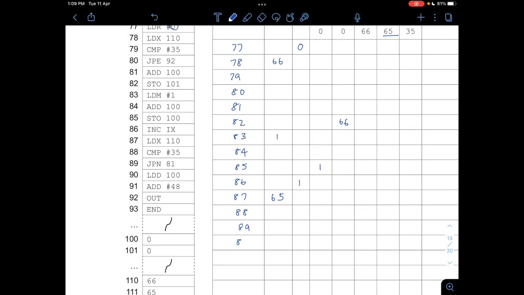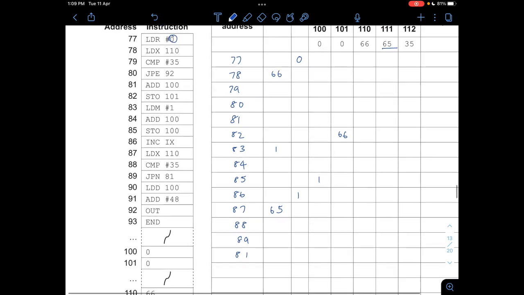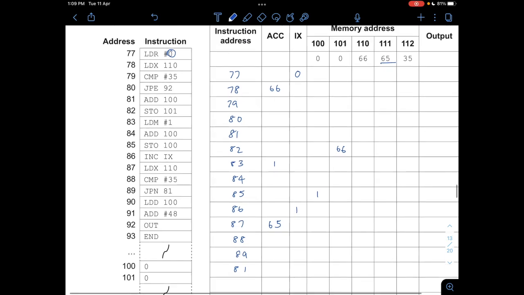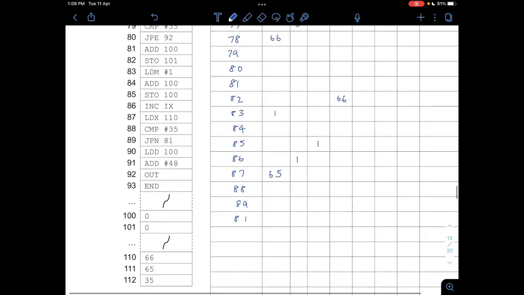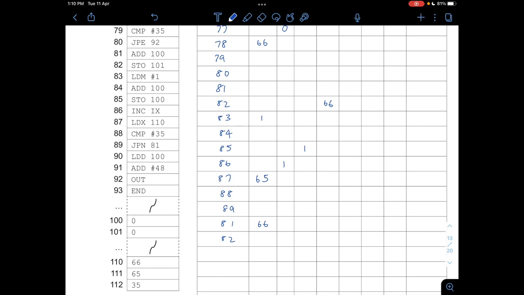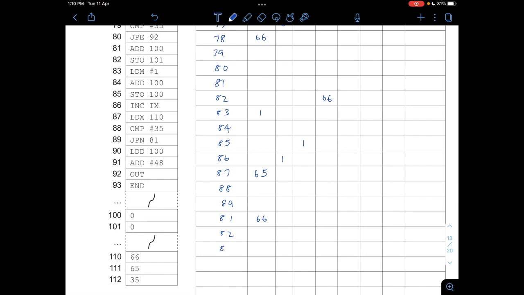So 81 here will be to add 100. So 100 here is actually 1, so we add it into the accumulator, we get 66. 82 is stored in 101, so because the number at 81 and memory address 101 is basically the same, technically you can just ignore that and move on to 83.